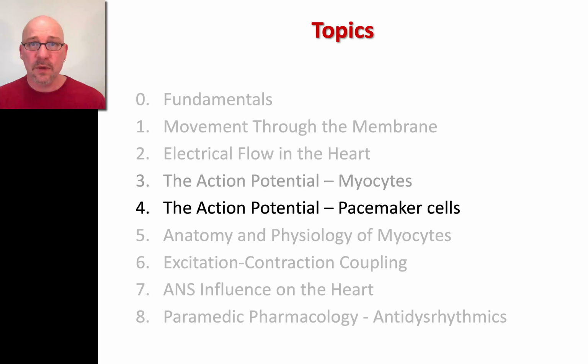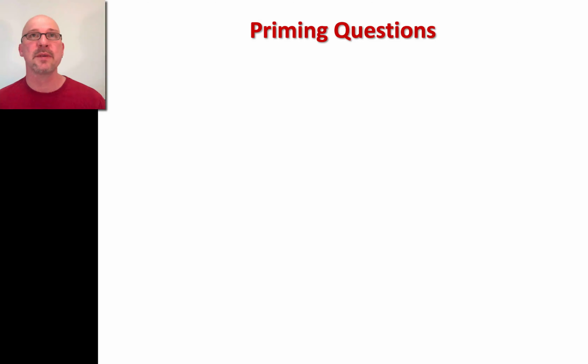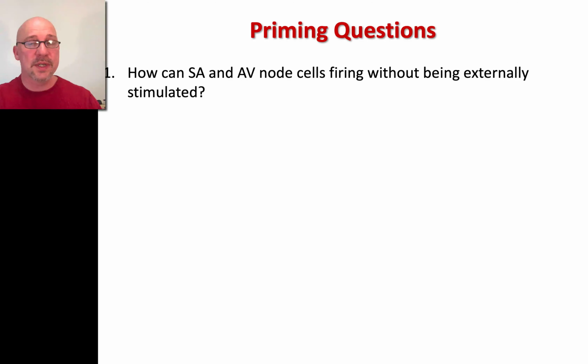So we've talked about a few things already in this lecture, and we're up to point 4. We're going to be talking about the action potential of the pacemaker cells. And here are some of the priming questions. The first priming question is basically the most important one, and that is, how is it that the SA node and the AV node can fire off spontaneously without any external stimulation?